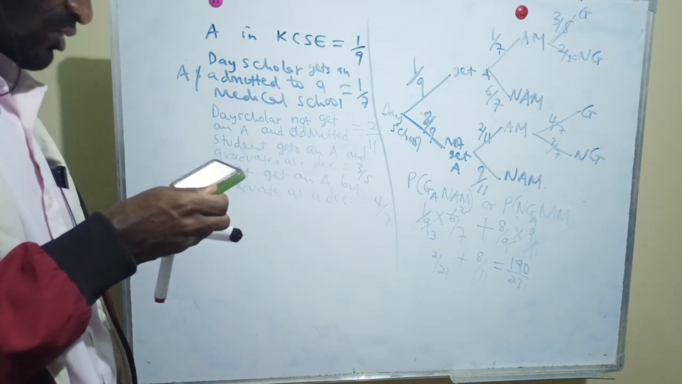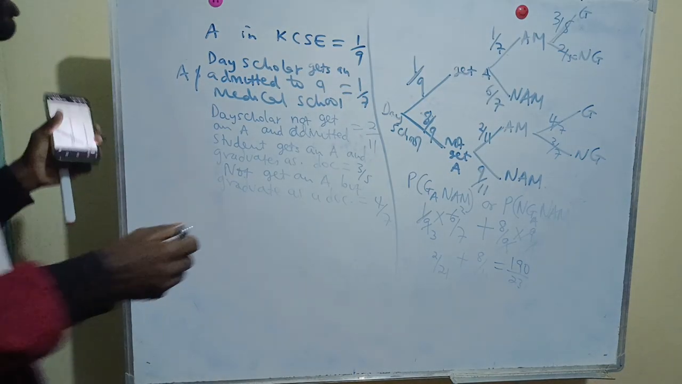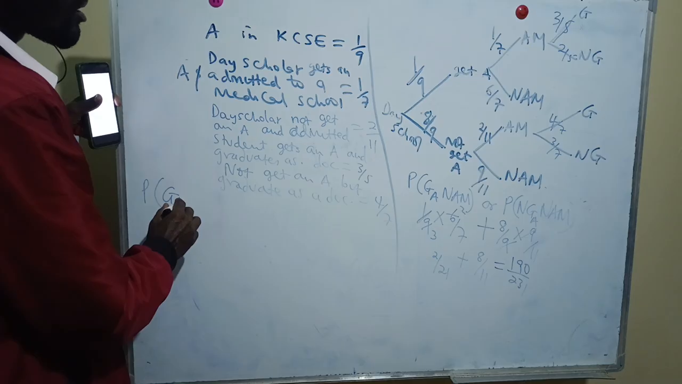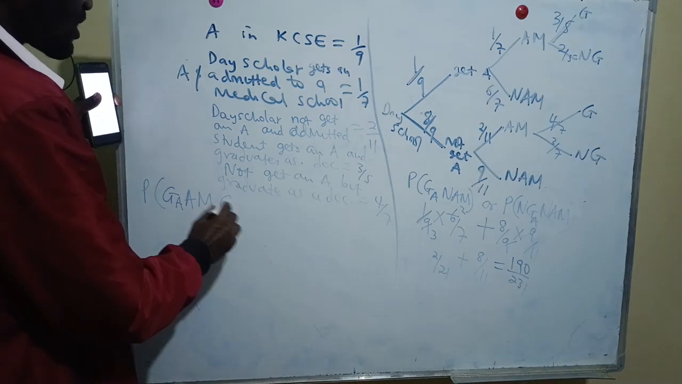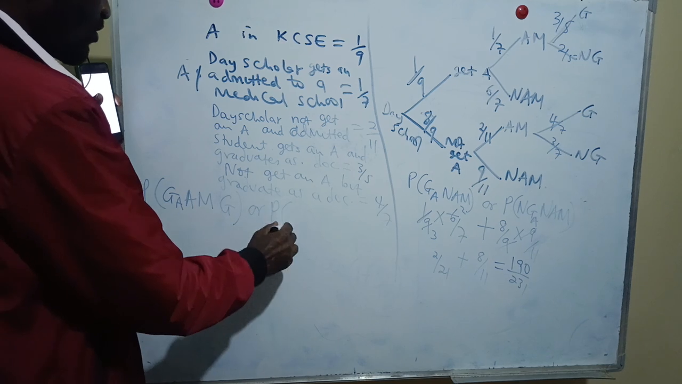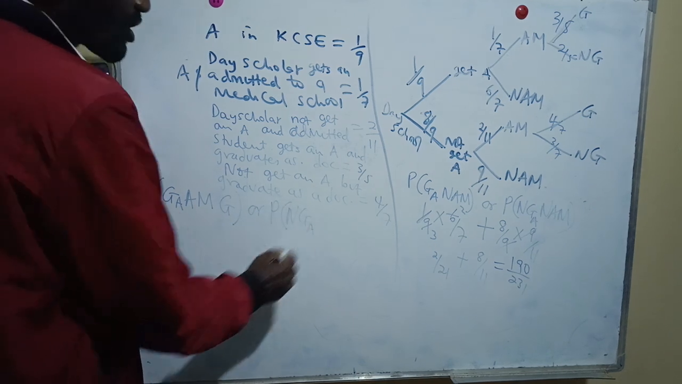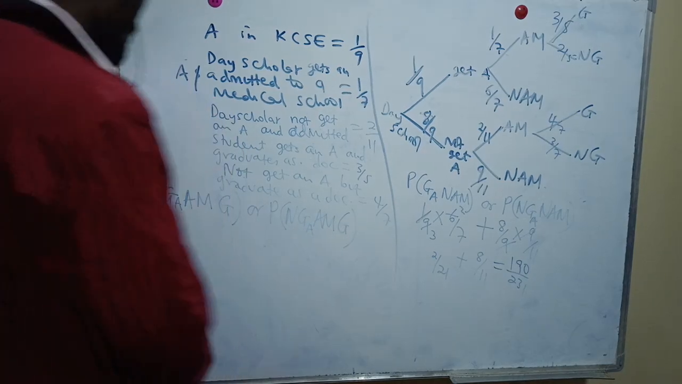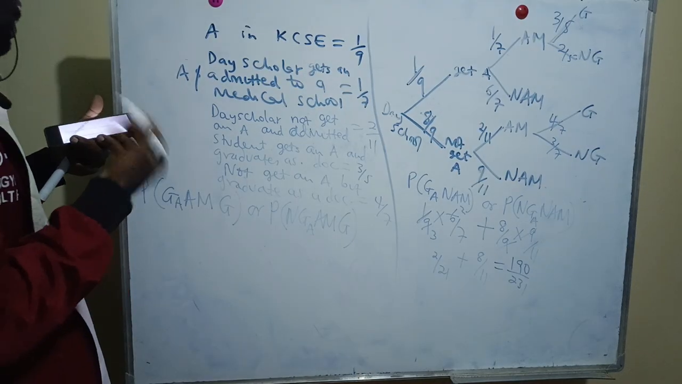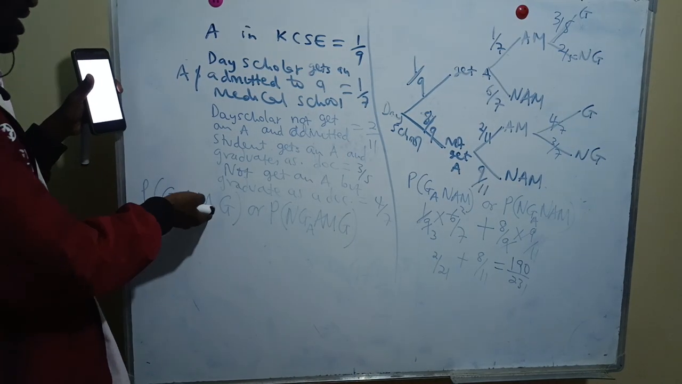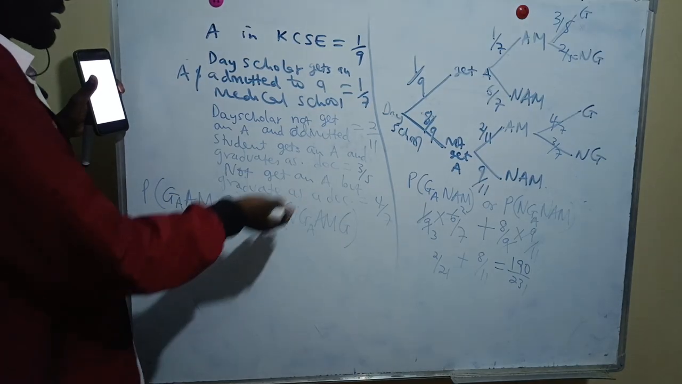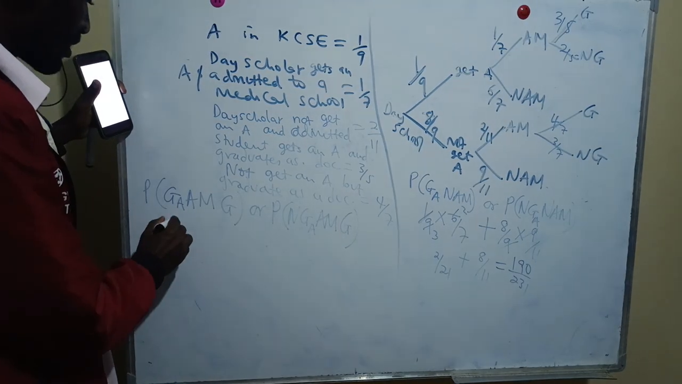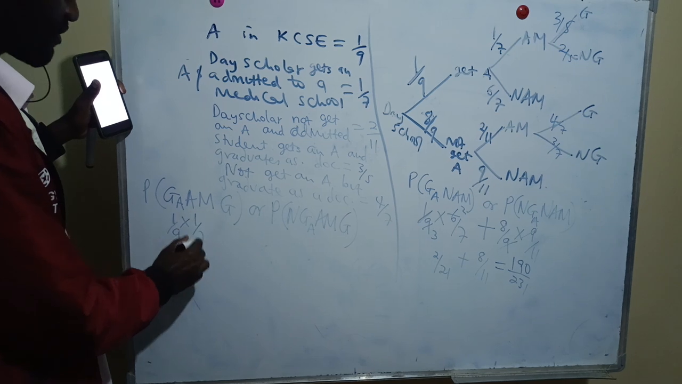Next says, a day scholar student graduates as a doctor. So I just start from this end. So probability of get an A, admitted to a medical school, and graduate as a doctor, or probability of not get an A, admitted to a medical school, and you graduate as a doctor. So I'm just told that the student graduates as a doctor. The student might have gotten an A, got admitted to a medical school, then graduated as a doctor. But the student might never have gotten an A, got admitted to a medical school, and then graduated as a doctor as well. So we start: 1 over 9, got an A, admitted 1 over 7, graduated as a doctor 3 over 5.